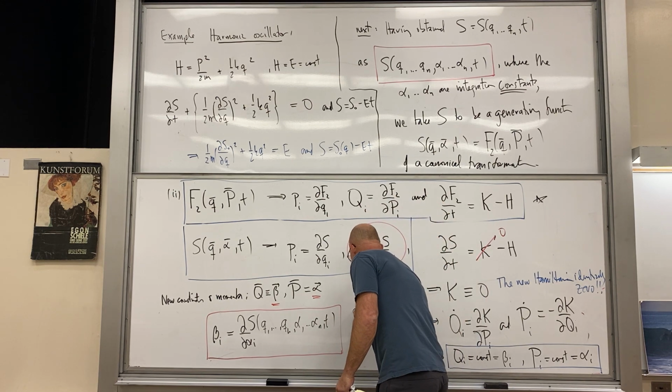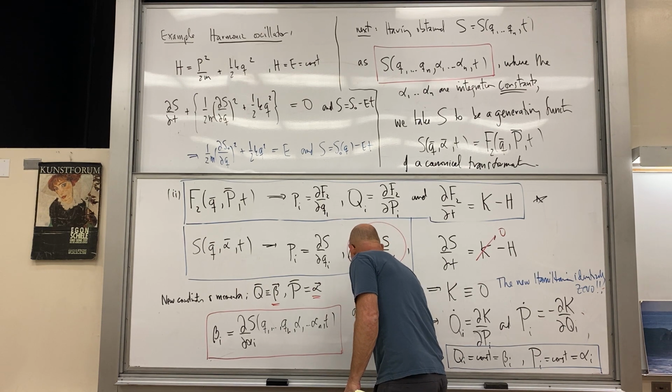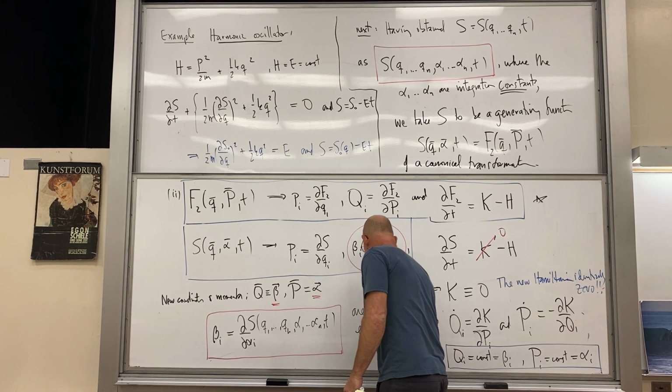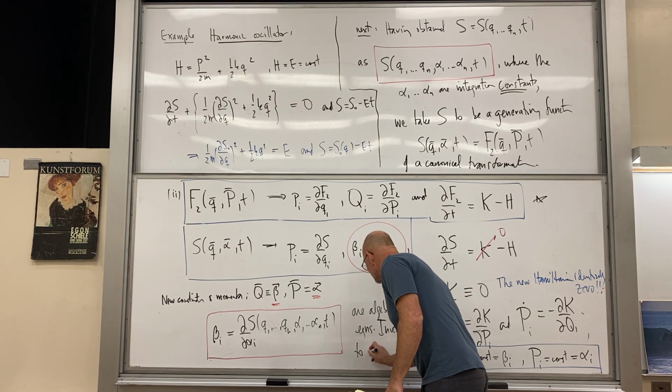Beta_i are algebraic equations. Invert to obtain q of t.